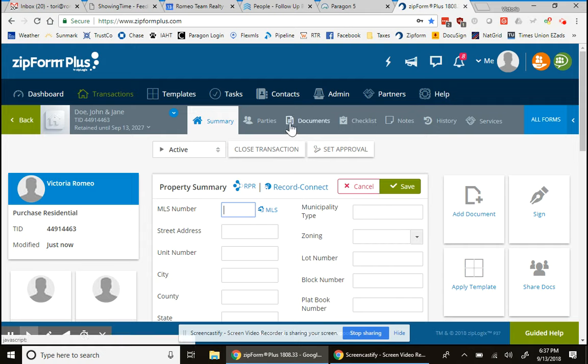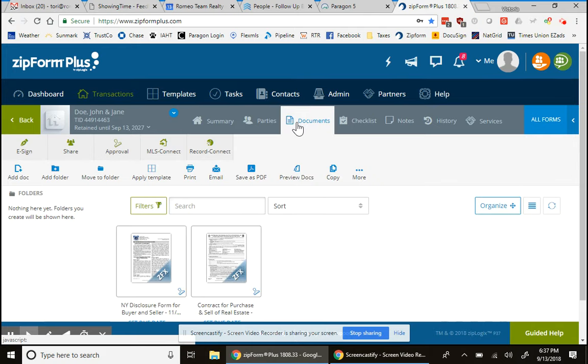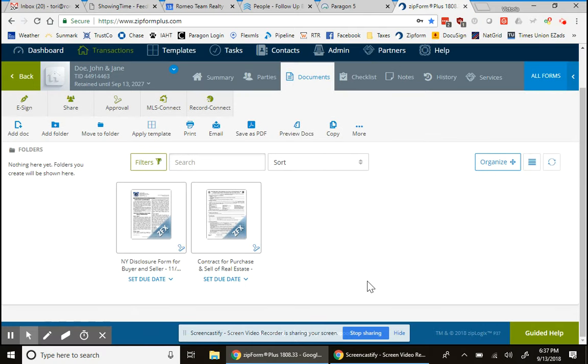This is the mobile version of ZipformPlus. A lot of browsers or a lot of computers now will be showing you the mobile version of ZipformPlus. It might look slightly different if you are on a true desktop. But everything should roughly be the same. But you're going to go into documents. And there's two things in the conventional purchase contract, okay?